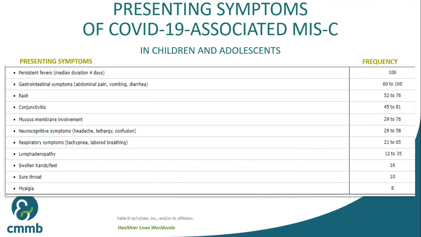For the frequency of the presenting symptoms in children with MIS associated with COVID-19, the most common presentation is persistent fever that lasts more than 4 days, some gastrointestinal symptoms in 60 to 100% of cases, with abdominal pain, vomiting, diarrhea, the rash that we saw before, conjunctivitis in 45 to 81% of cases, and other manifestations like neurologic manifestations and sore throat, and others.